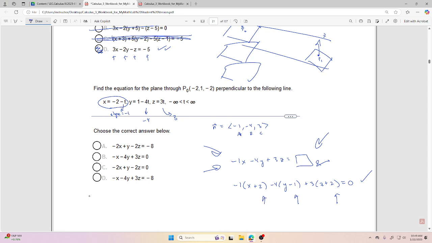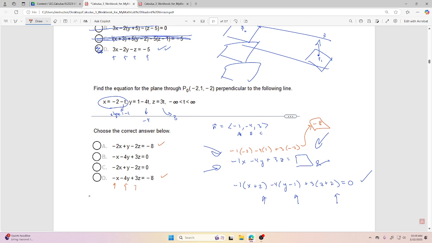Do you try to solve by plugging stuff in here and solve for a number, or should I just try to simplify this? Which one would you do, plug it in or simplify? Plug it in. Sure. Either way works, but let's plug it in. So then we got -1 times the -2, -4 times the 1, and then we got the 3 times the -2. And what do we get out of this? -8. Do we have a -8 up there? Oh, there you go. You like D? You got it. Boom. Very good.